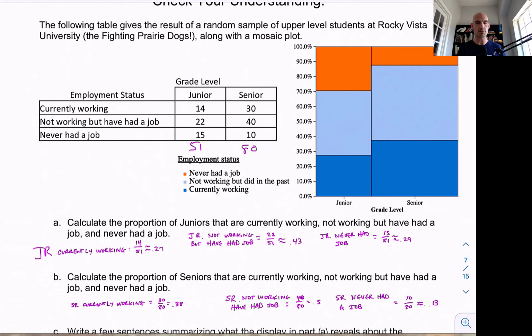What would it mean to have no association? Well, no association would mean whether you're a junior or a senior, the percentages stay the same. Did the percentages stay the same? Well, we can clearly see here that this was 0.27 versus 0.38. So they're not the same. So there must be some association between being a junior or a senior and whether you work or not. Again, 0.43 versus 0.5. Close, but different. And so we can say that there is an association here. What is it? We don't know. But what we're saying is it's definitely not no association.